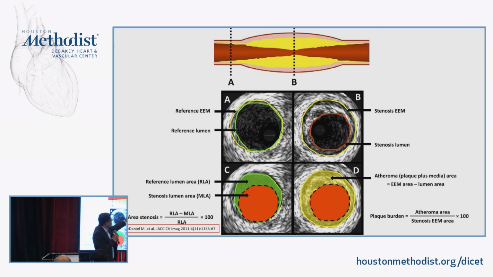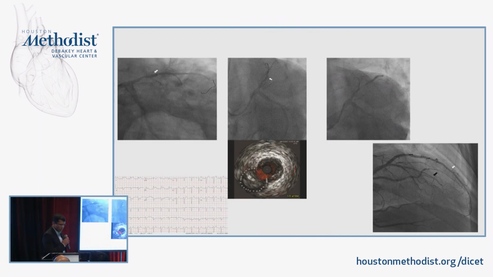Then if you were concerned about looking at the plaque burden and the size of maximum stenosis, as your lesion B, which is plaque plus media, this external elastic membrane area minus the lumen area, for the area of stenosis, divided by the maximum area, which is this, multiplied by 100 will give you plaque burden. Those are some of the more common measurements that you make.